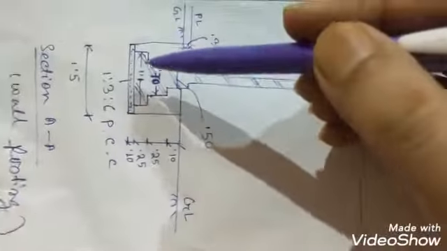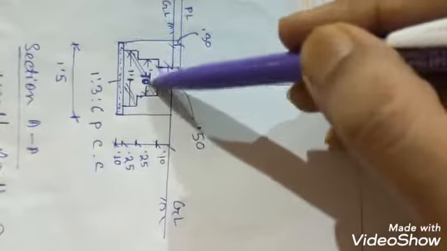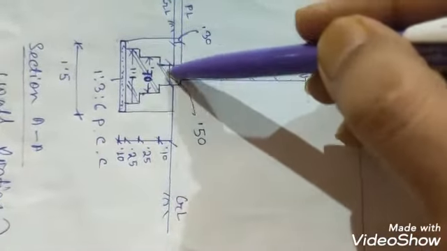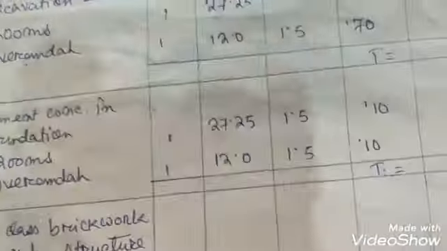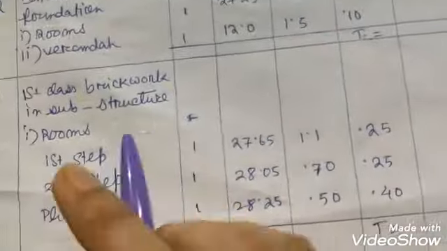So there are again, just like the previous one, 2 steps: first step, second step, and then the plinth wall. So we will calculate for all these 3 steps. For the rooms we will calculate separately, and for the veranda we will calculate separately.